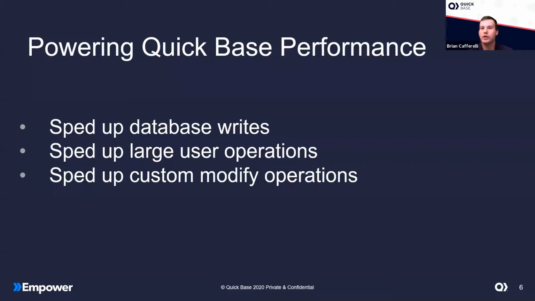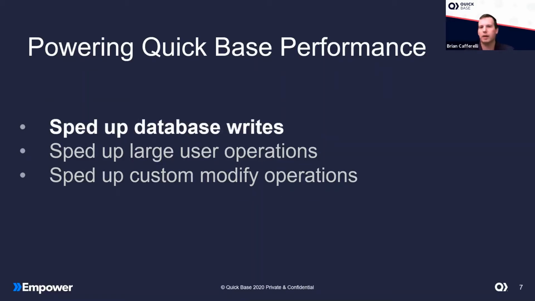Okay, so here's our agenda. There are three main areas where we've made an improvement since the last Empower conference in speeding up QuickBase. The first is with database writes. The second is with large user operations. And finally, with custom modify operations. And if you're not familiar with that terminology, don't worry, that's a lot of kind of internal QuickBase speak, and I'll explain each piece as we go along here.